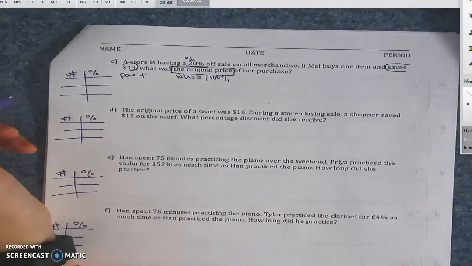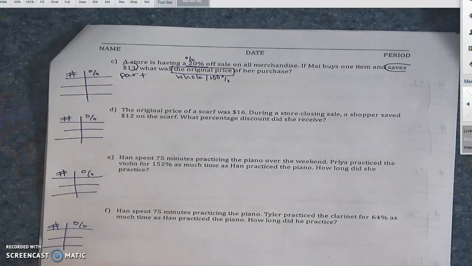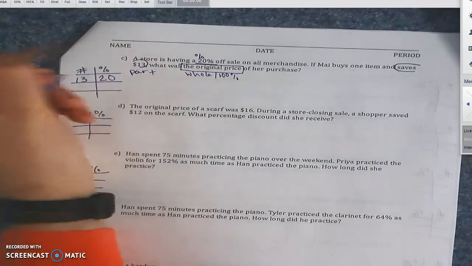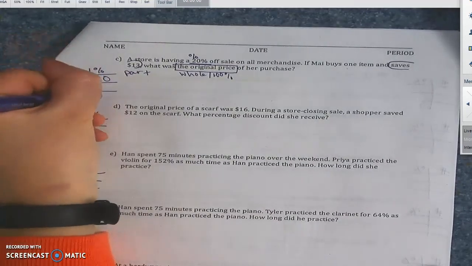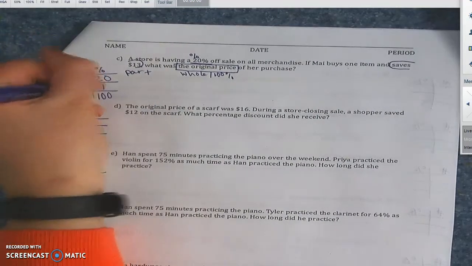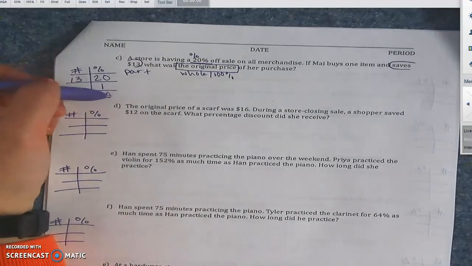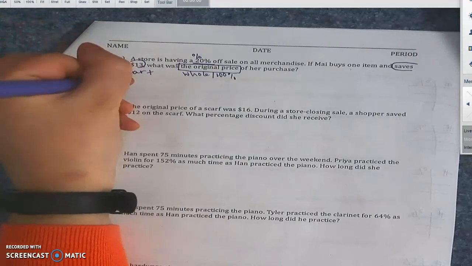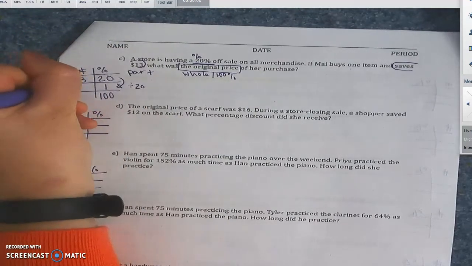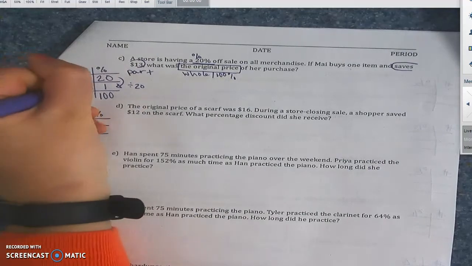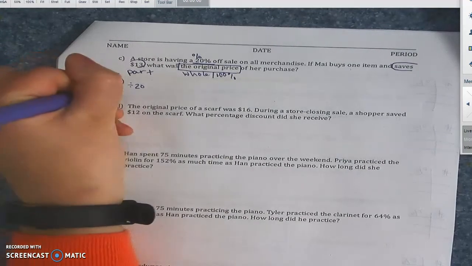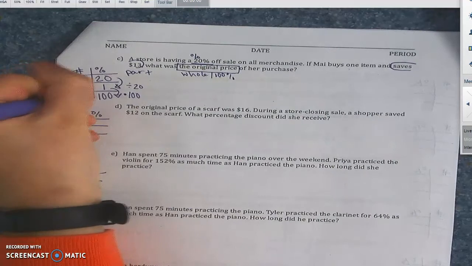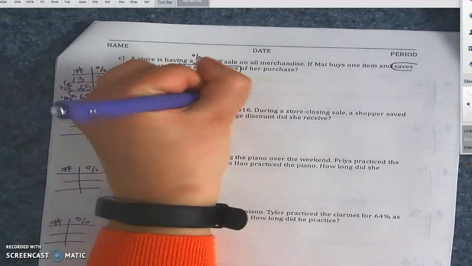So I can't start with my whole and 100% because I don't know it. So I have to start with my part and my percent. So I know that $13 is 20%. And I want to find the whole, so I want to find 100%. If you see right away that we can do 20 times 5 to go to 100, go for it. Otherwise, we can find 1% and then go up to 100. So divided by 20, this gives me 0.65, times 100 is 65. So the original price was $65.